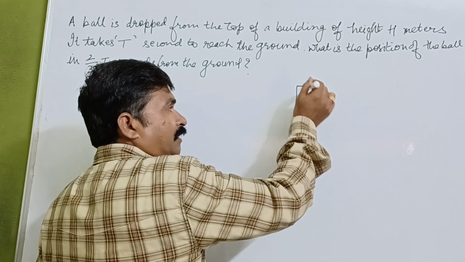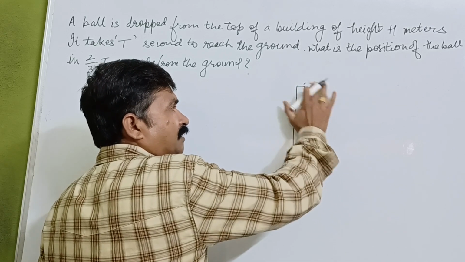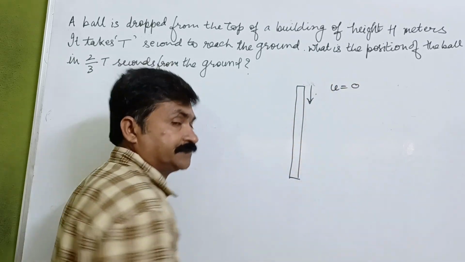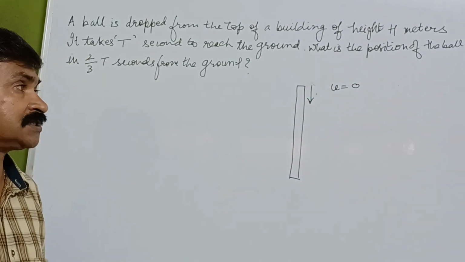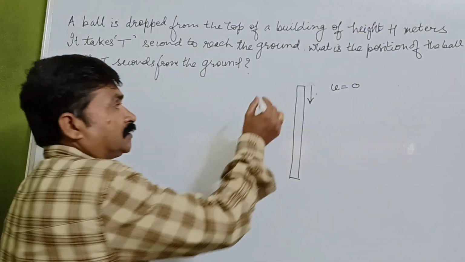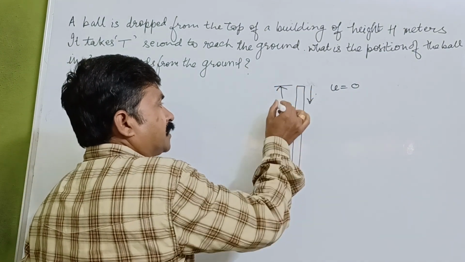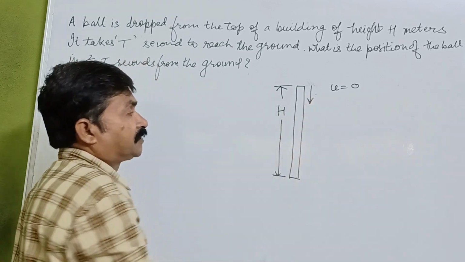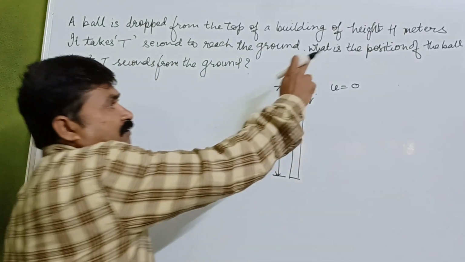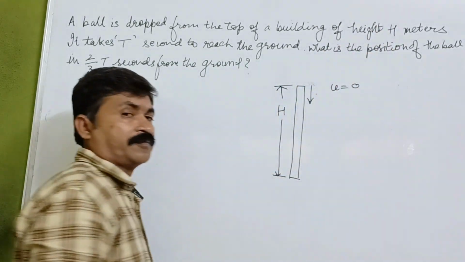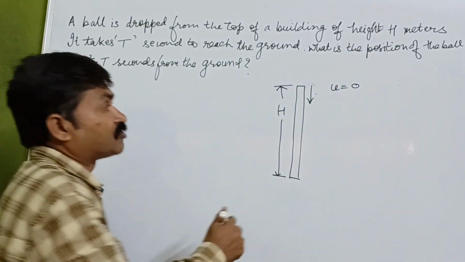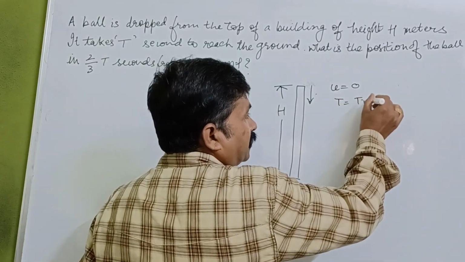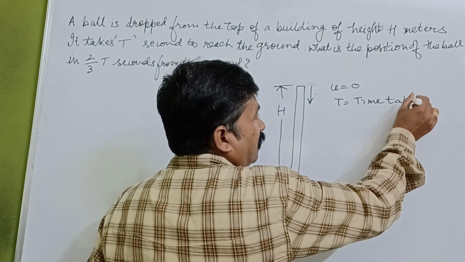Whenever the ball is dropped, its initial velocity will always be 0. It must be kept in mind. Now we take h as the height of the building, and from height h a ball is dropped, and t is the time taken to reach the ground.